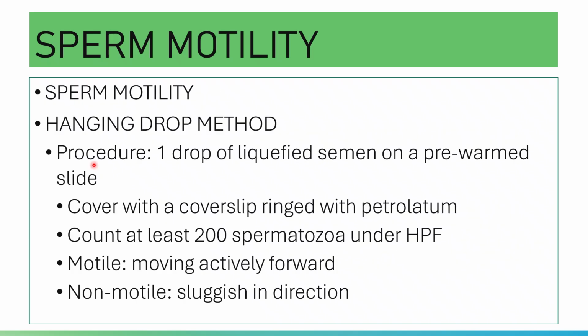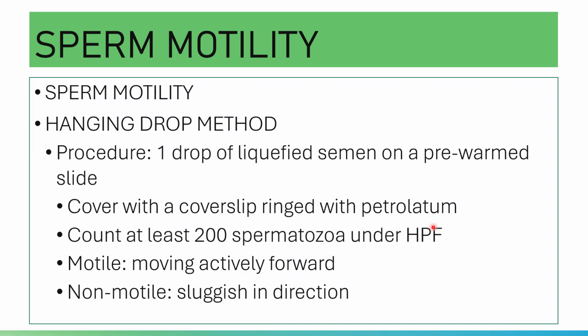For sperm motility, you prepare a hanging drop slide. For the procedure, you need 1 drop of liquefied semen on a pre-warmed slide. Please note pre-warmed slide because this should be performed at 37 degrees Celsius. And then you cover with the cover slip. The edges of the cover slip should be ringed with petrolatum.